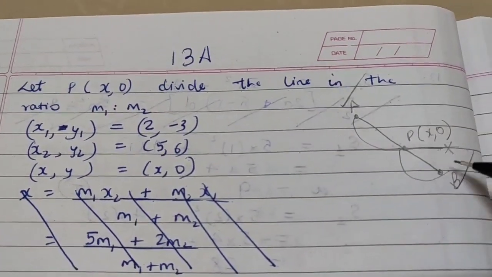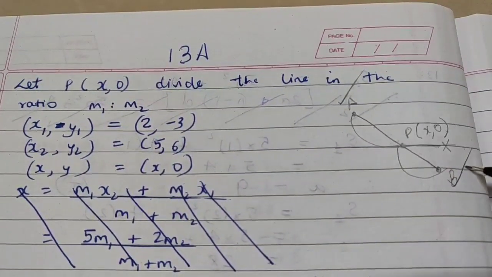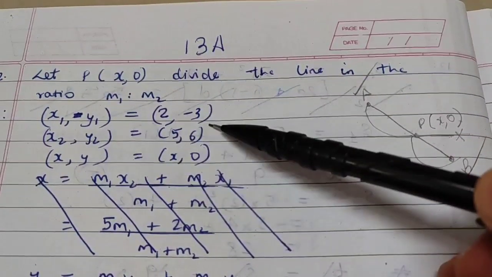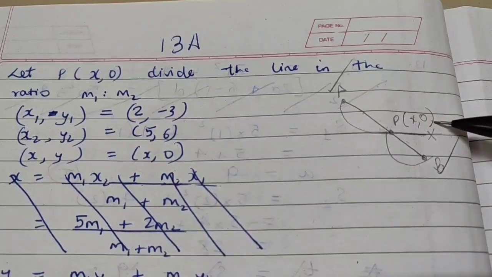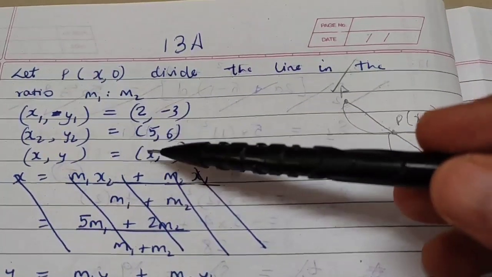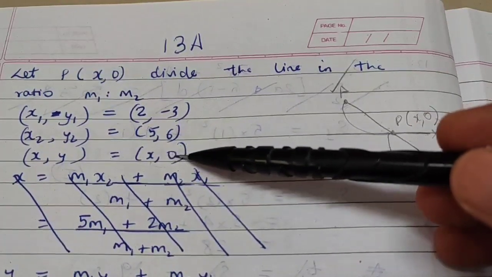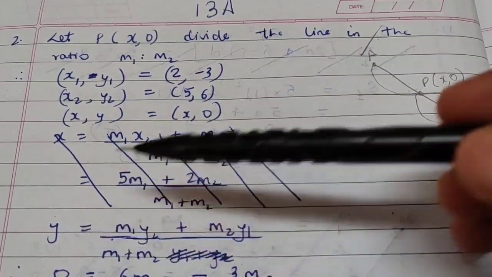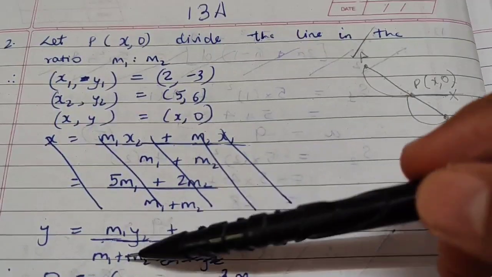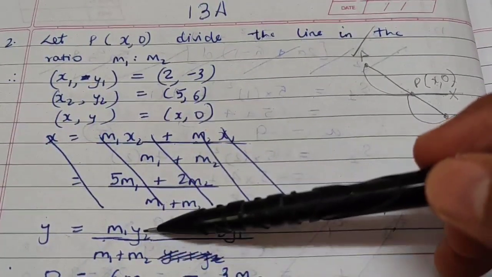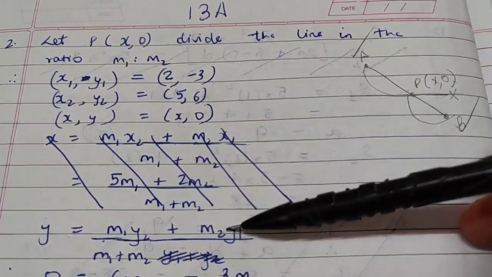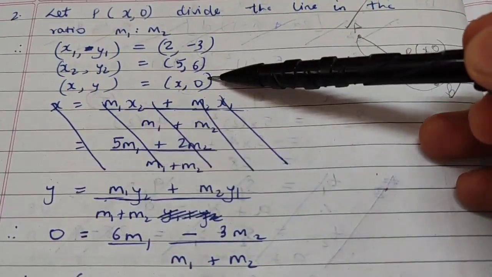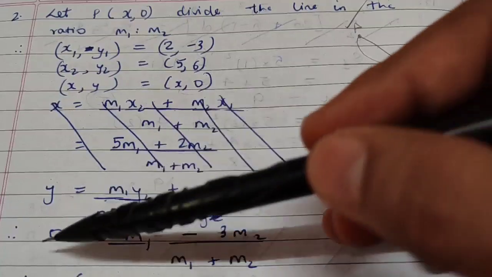So first we'll write, let P, that is x, 0, divide this line in ratio m1 ratio m2. Now x1, y1 values are given, x2, y2 values are given, and x comma y is nothing but x comma 0. I don't know the value of x, but I don't even need it. At least I have the value of the y coordinate, 0. What is the formula for y coordinate? It is (m1 y2 plus m2 y1) upon (m1 plus m2). I know the value of y2, it is 6, and y1 is minus 3. Substitute those values, and y is nothing but 0 because it was lying on the x-axis, right?